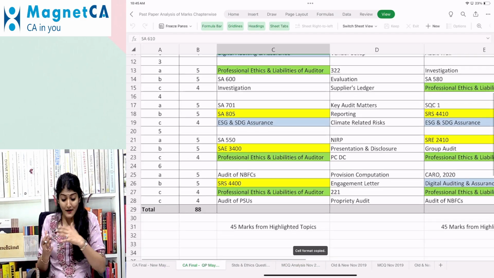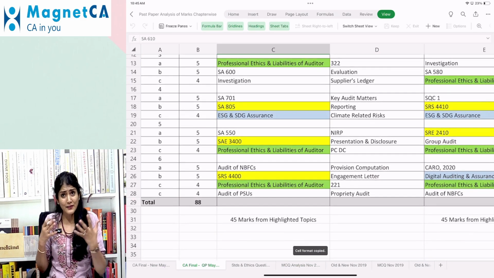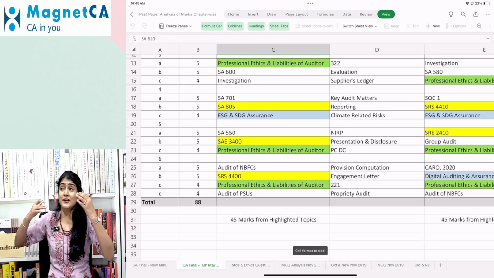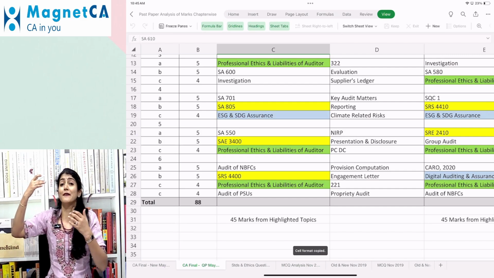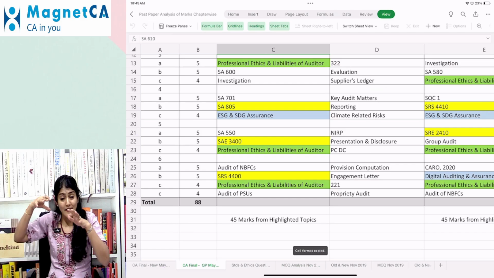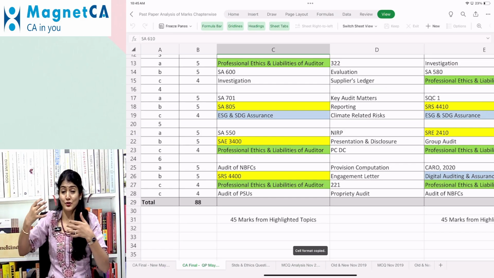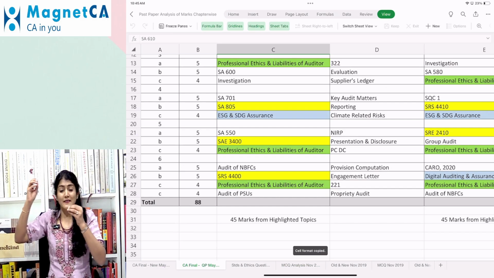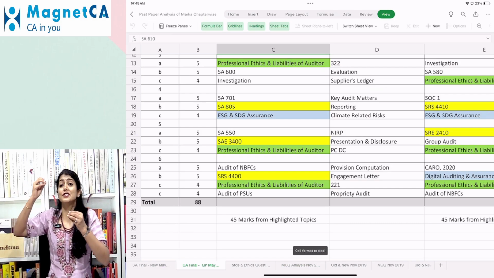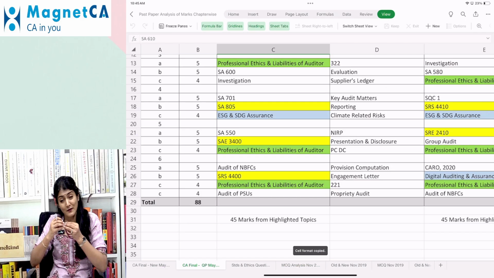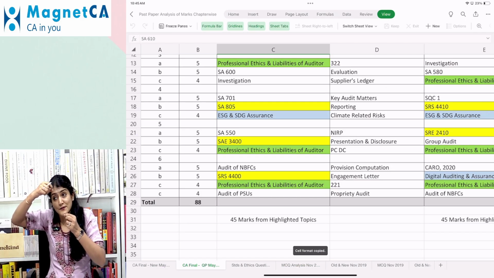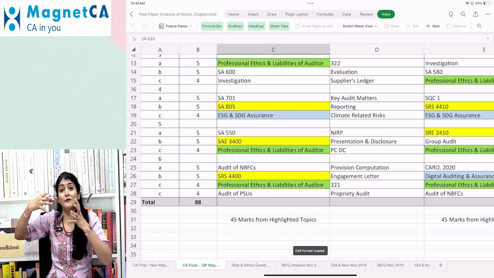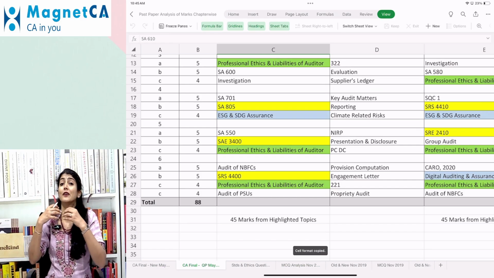Right, then a question regarding SAE 3400, the examination of prospective financial information. As an auditor, when you have to give an assurance, what you need to check in the presentation and disclosure. Whether assumptions have been disclosed, whether the accounting policies have been disclosed, any change in accounting policy has been disclosed. Then also, what does it say? The prospective financial information should be informative and not misleading.